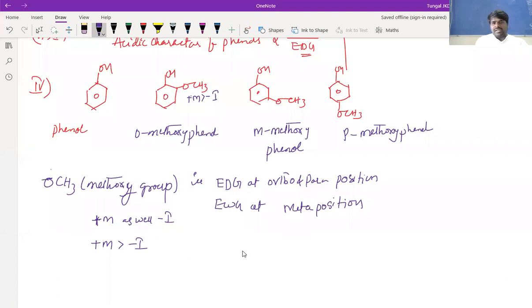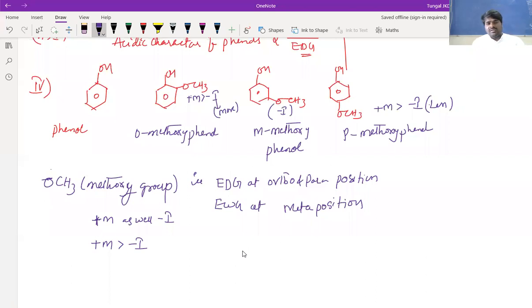Which is dominant, beta? Plus M is dominant. Here it is acting as minus I, beta, only minus I. Here plus M as well as minus I. So here minus I is less, plus M being same. Here minus I is more.